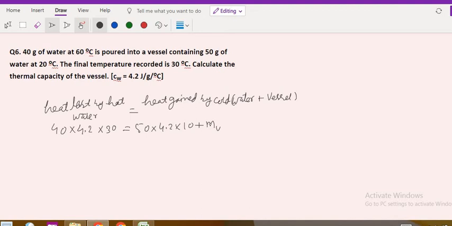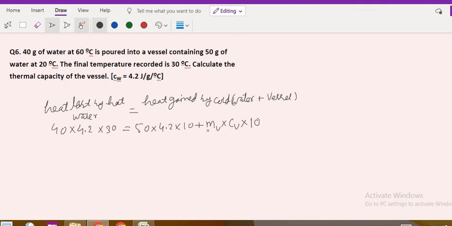Suppose mv is the mass of the vessel, multiplied by Cv, the specific heat capacity of the vessel, multiplied by the change in temperature, right? So the change in temperature would be the same, 30 minus 20, that is equal to 10, because water at 20 degrees Celsius is contained in the vessel itself. So of course the vessel would also be gaining the same temperature of 10 degrees Celsius.